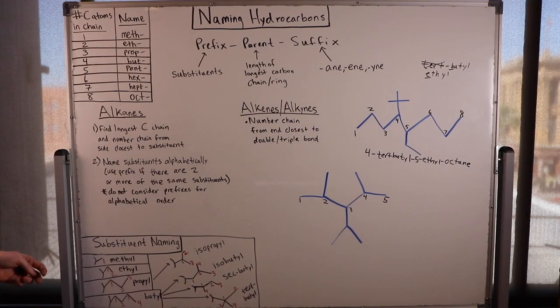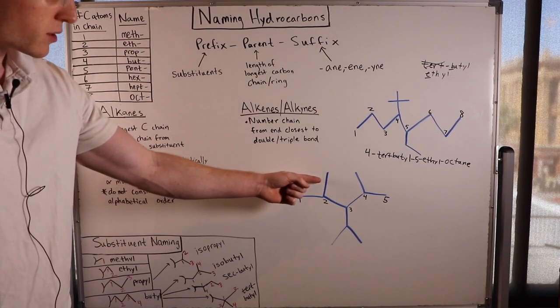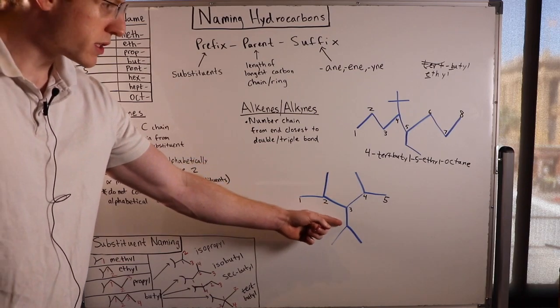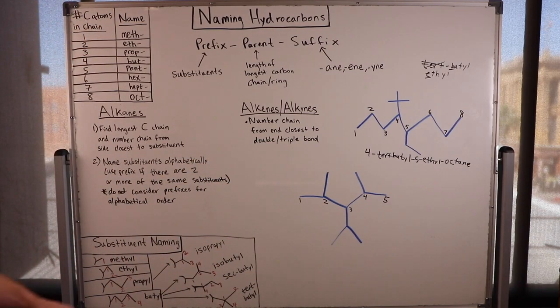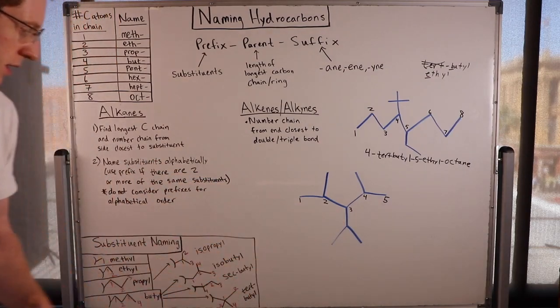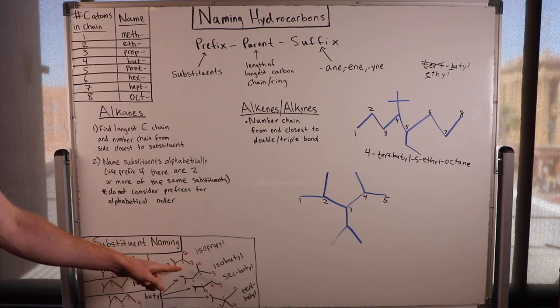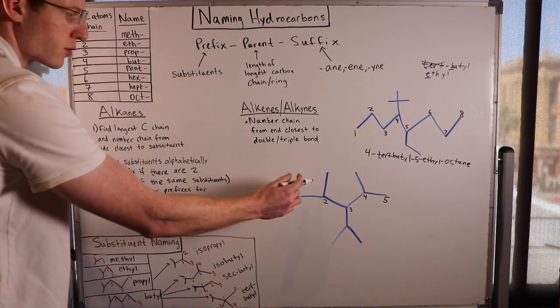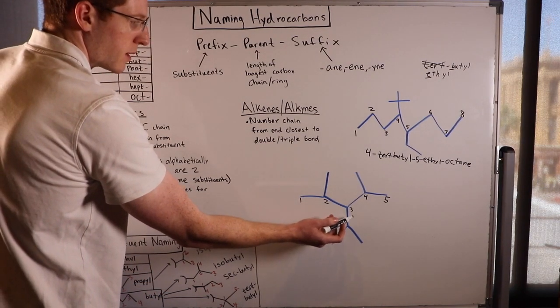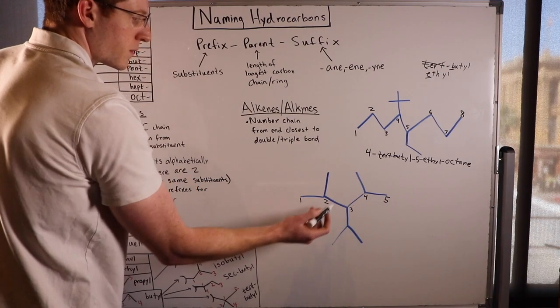Notice here we have actually 3 substituents this time. A methyl group here, and then what is this group down here? Kind of looks like a Y-shape. You can see that's isopropyl. So we have a methyl group here, an isopropyl group here, and another methyl group here.